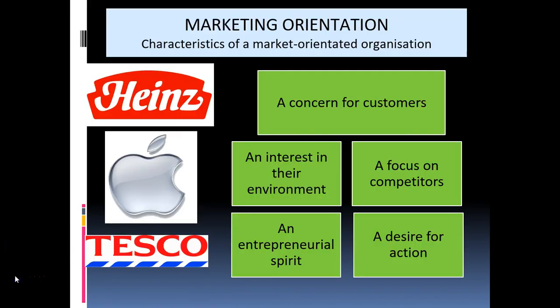Okay, so organisations that have what we call a marketing orientation, where they are really focused on customers, have several other features. So they're obviously, as we've said, concerned for customers. So they're interested in developing that real deep customer insight. They have an interest in their environment. So not just thinking about the impact on the environment, but what's happening in that environment. How are things changing? Is there anything that they need to adapt to?